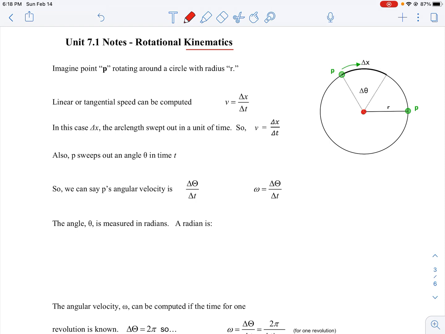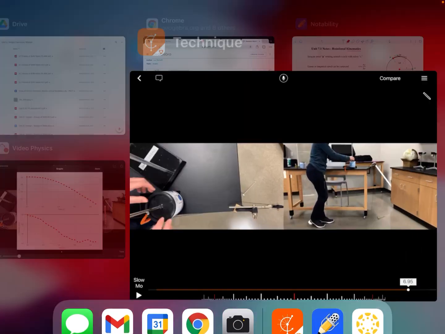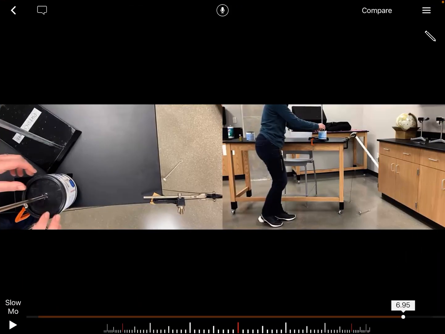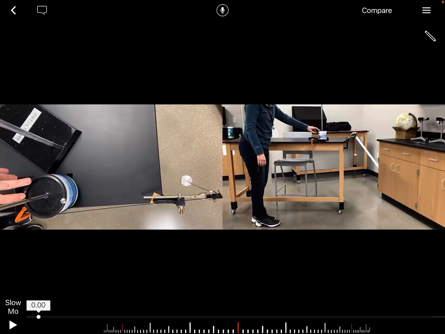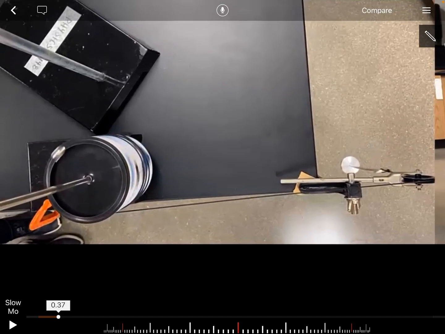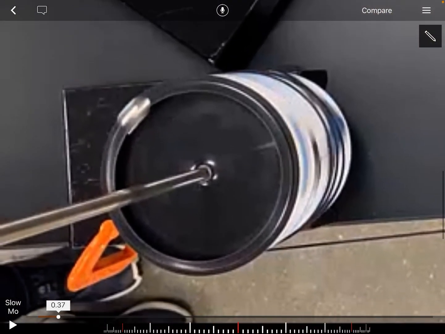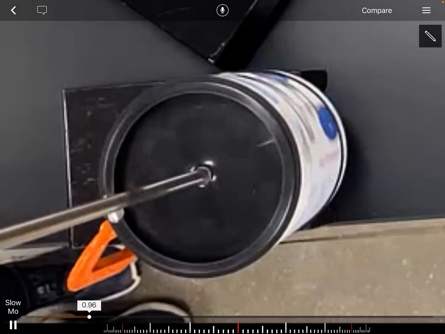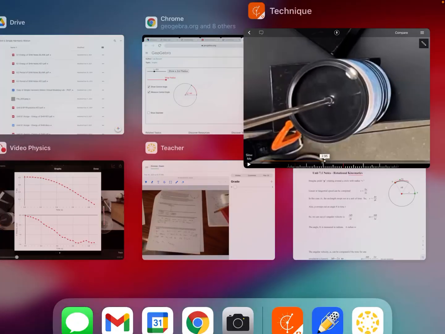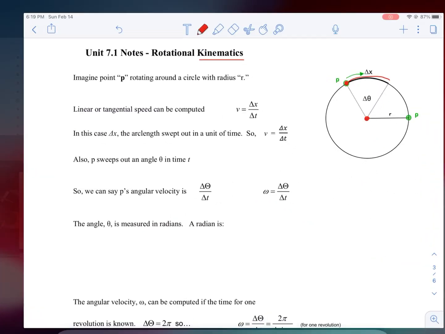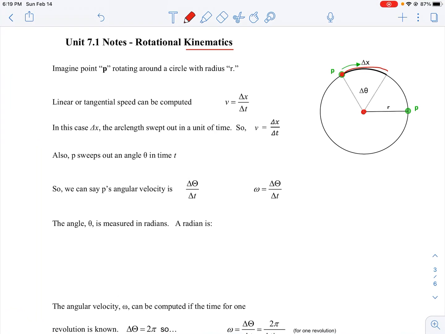So here I've got a picture of a circle. I've got the center of the circle, and I've got a point on the circle, and I want you to imagine that the point is rotating. Again, in my picture here, I'll play it one more time. I have a point, it's a thumbtack, and you can see that thumbtack rotating. So that's what we're trying to imagine here.